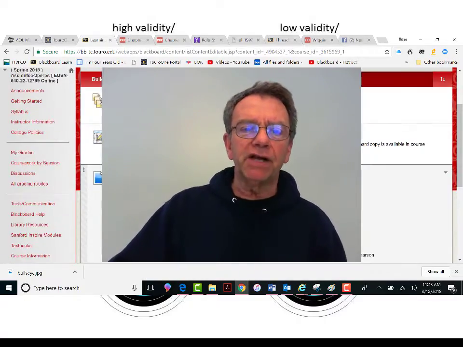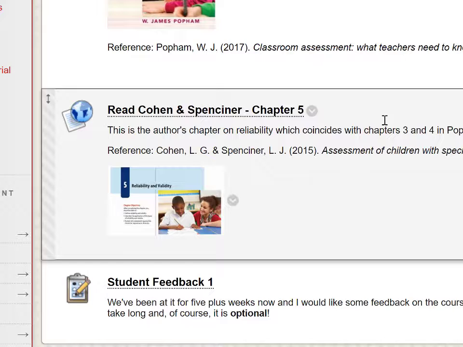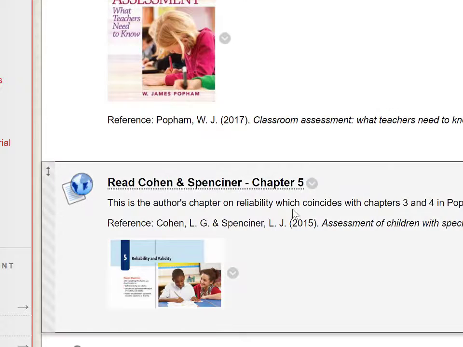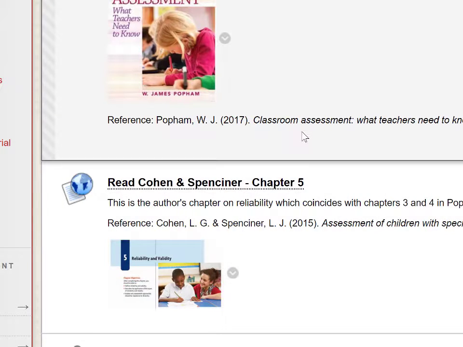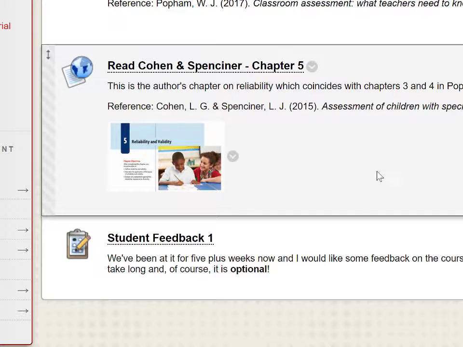All right, we also have a couple of chapters to read. Popham's Chapter 5 in Fairness or Absence of Bias, and Chapter 5 in Cohen and Spencer, which is validity and reliability combined. I used to have you read Chapter 3, 4, and 5 in Popham, but now I'm just going to do Chapter 5 in Cohen and Spencer and Chapter 5 in Popham. That'll cover all 3 of the topics.